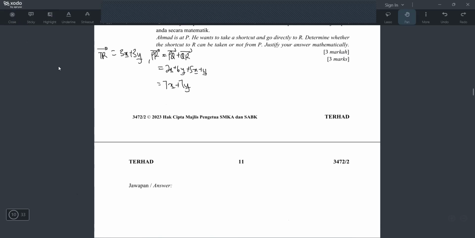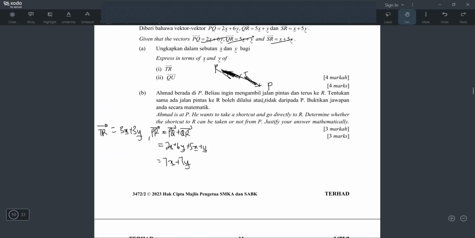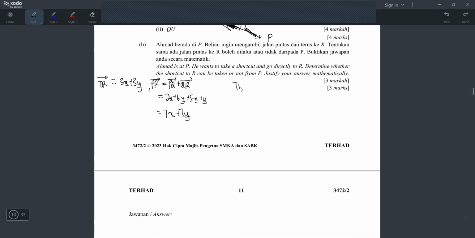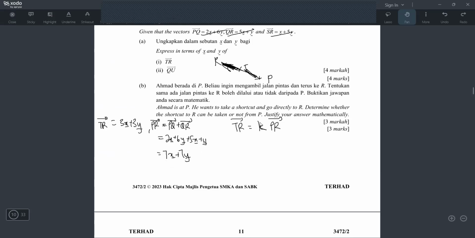The reason why I find vector PR is because I want to prove that these 3 points are collinear, and the only way to prove it is to choose any two vectors along the line and then prove they are parallel. How do we prove it? We write these two vectors side by side, vector TR and vector PR, and in the middle you have to add k. Actually, it doesn't have to be k, it can be any symbol. This symbol is what we call a constant, and this number actually represents the ratio of TR to PR.